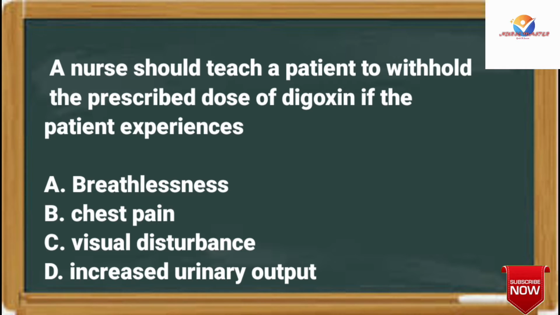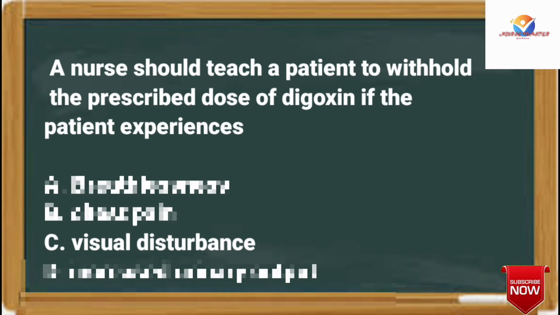A nurse should teach a patient to withhold the prescribed dose of digoxin if the patient experiences option A breathlessness, option B chest pain, option C visual disturbance, option D increased urinary output. The correct answer is option C visual disturbance.